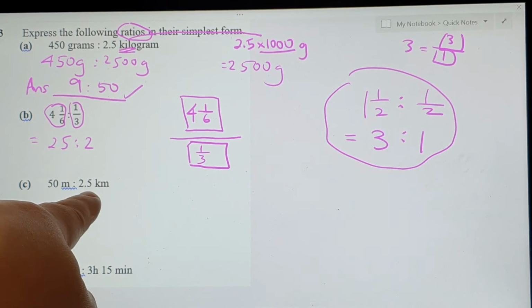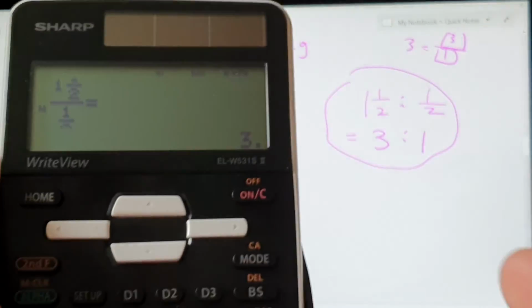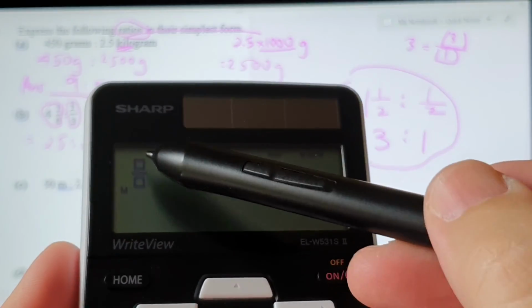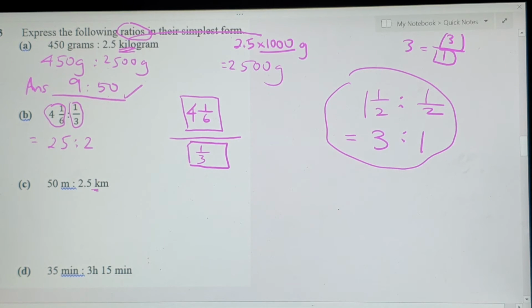50 meter is to 2.5 kilometer. Can I straight away press 50 over 2.5? Cannot. Why? Because I must change this kilometer to meter. They must be the same unit. So this 2.5 kilometer, you must change this to meters. How to do that? Remember, kilo is times 1000, right? Times 1000. So it's 2500.